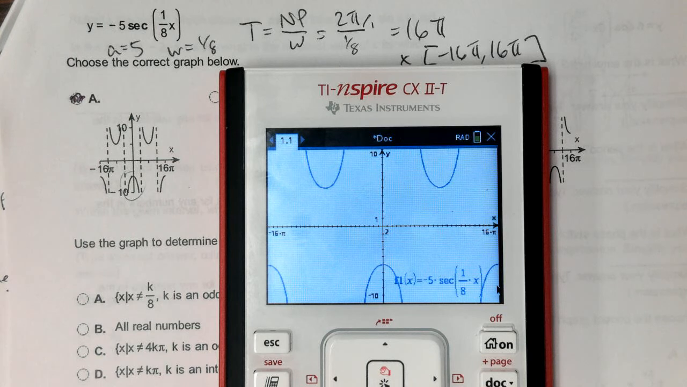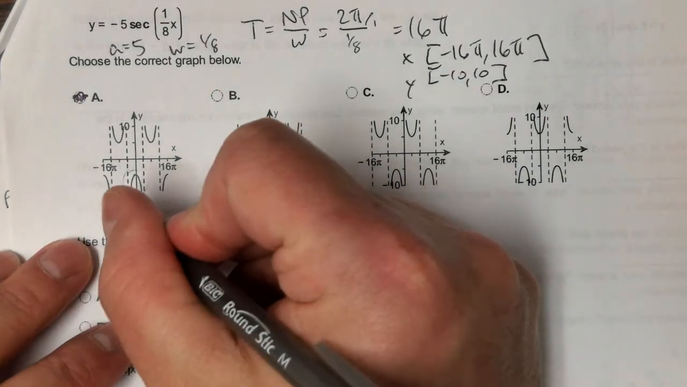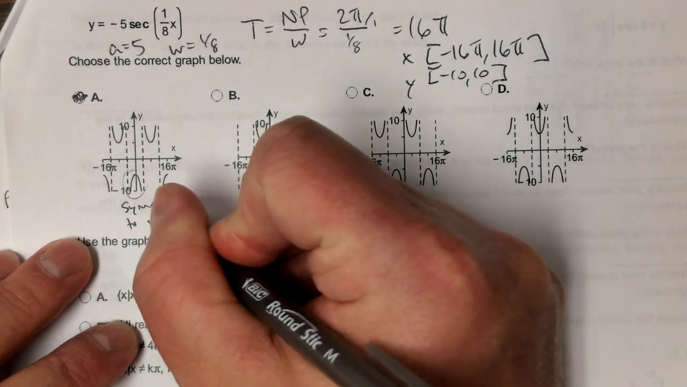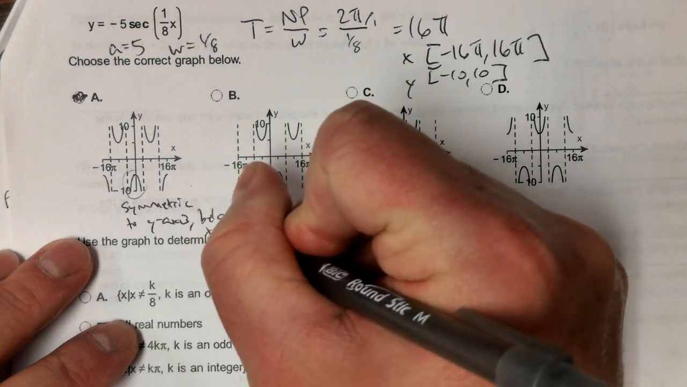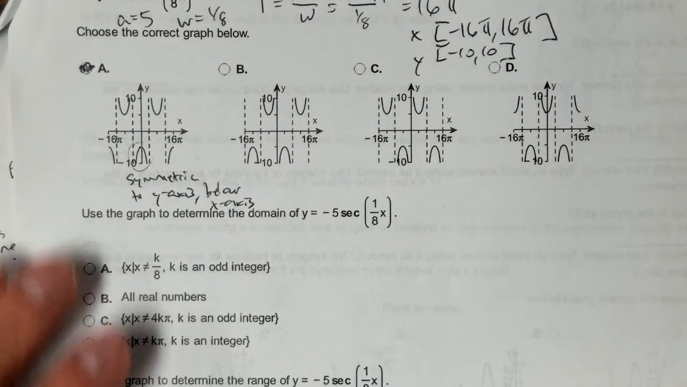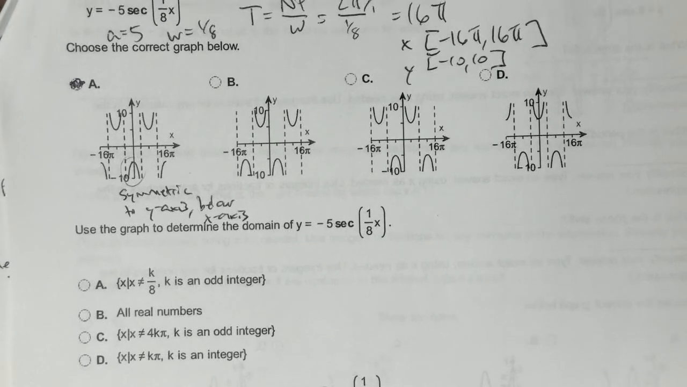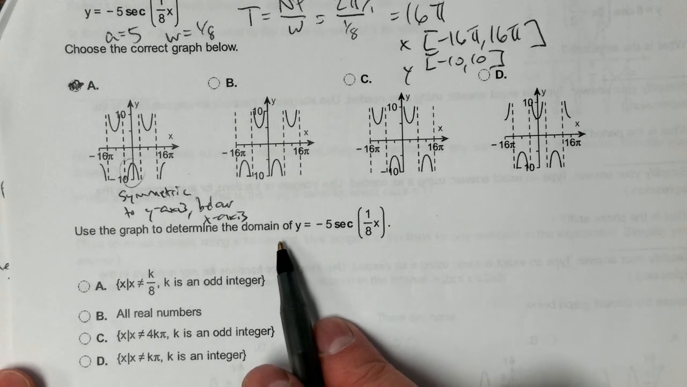Any questions about that? So again, symmetric to the y-axis and below the x-axis. So try to rule out choices for graphs and also use your period and window. Okay, so then for your domain, we know it's going to be everywhere except where there's an asymptote.